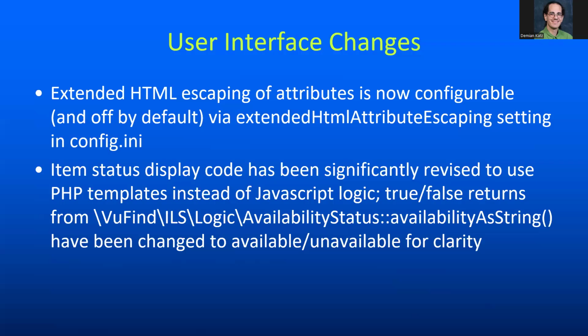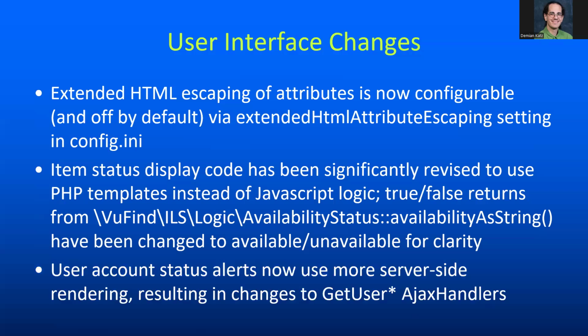And on a related note, there's an availability as string method in the availability status class that in the past would return the strings true or false, but now it returns available or unavailable to make those values more meaningful. So if you're working with availability statuses in custom code, be aware of that.